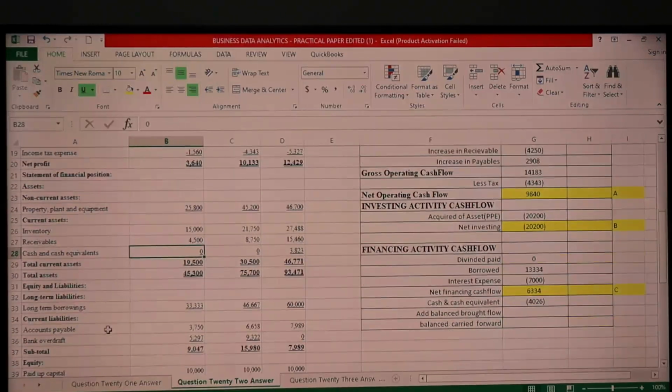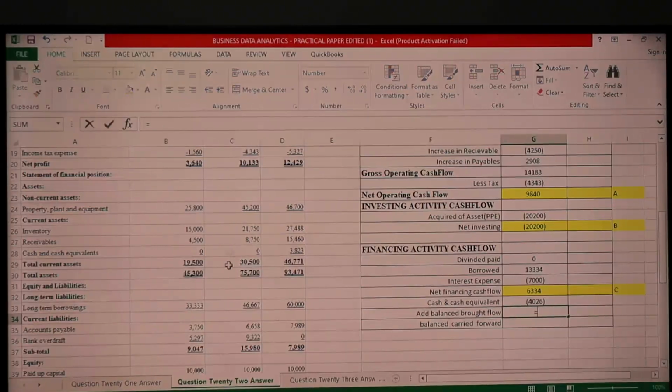But if you check down here, you'll get a bank overdraft of this amount. So meaning that the balance brought forward was a minus. It was a negative amount. So that is what you're going to apply here. You say that it is equal to cash and cash equivalent for 2020, then we minus the bank overdraft. So the balance brought forward was minus 52.97, minus 52.97.